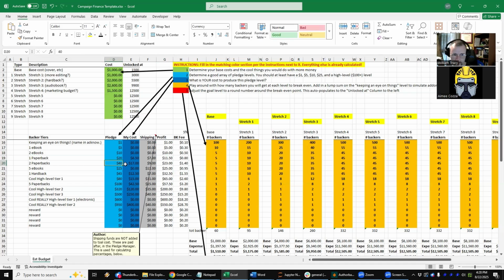So expanding this again, 2 paperbacks. Maybe you have 2 books you're doing, $40. Just basically add everything together. This is literally 8.5 times 2. And then our profit there is a little bit more for that. So you can go from there and try to flesh out your rewards.